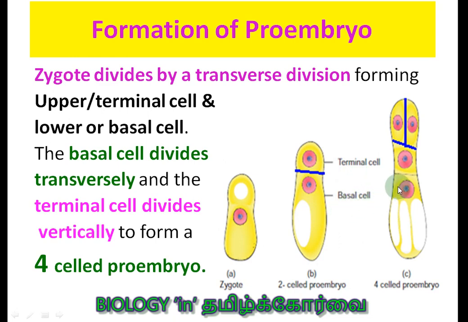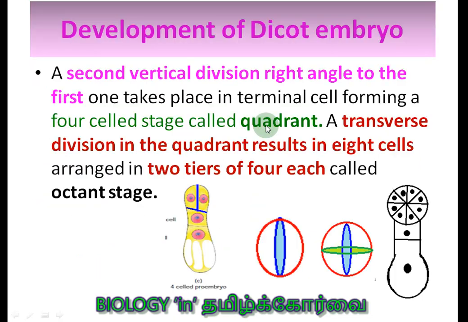The basal cell divides again transversely. You see this line? The basal cell again divides transversely, and the terminal cell divides vertically. So after the first transverse division, the basal cell undergoes one more transverse division, and the terminal cell a vertical division, which is at right angle to the transverse division. So what is formed? The four-celled proembryo is formed. The four-celled structure is called the proembryo.